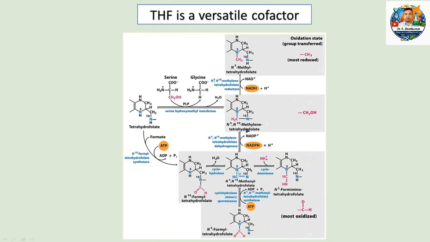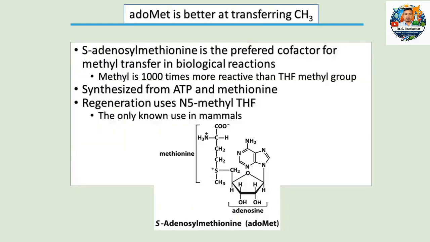Instead of forming these forms from N5,N10-methylene tetrahydrofolate, these forms can also be synthesized directly from tetrahydrofolate by another enzyme which requires ATP. That's why it is a synthetase enzyme. Okay, you don't need to worry about all these structures, but you should remember why this particular cofactor is a very versatile carrier of one carbon groups. Okay, let's come to S-adenosylmethionine.